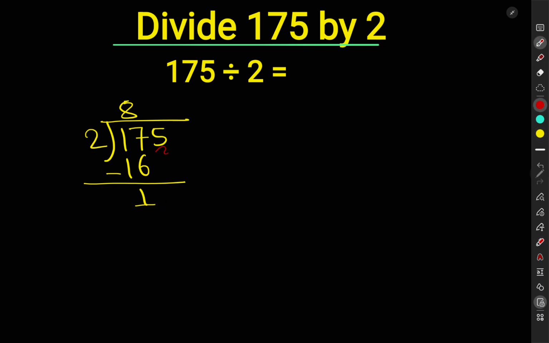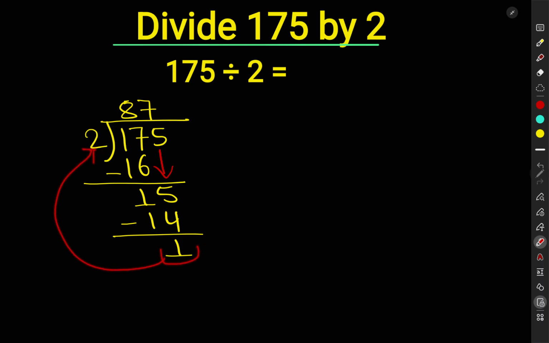So we bring down the number beside this, 5. So it became 15, and 2 times 7 means 14. On subtracting we got 1. So again this 1 is less than 2, and there is no other number beside.